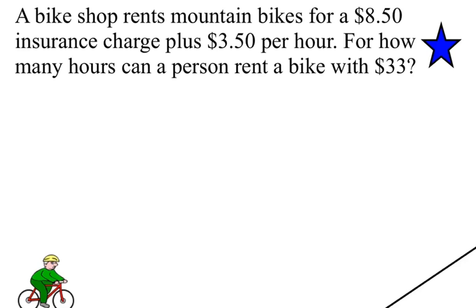A bike shop rents mountain bikes for $8.50 insurance charge plus $3.50 an hour. For how many hours can a person rent a bike with $33? So now I've got three things to add in there. Let's pick out our initial amount. So the initial amount you're going to pay is $8.50. So that's our b. $3.50 per hour. That's our m.